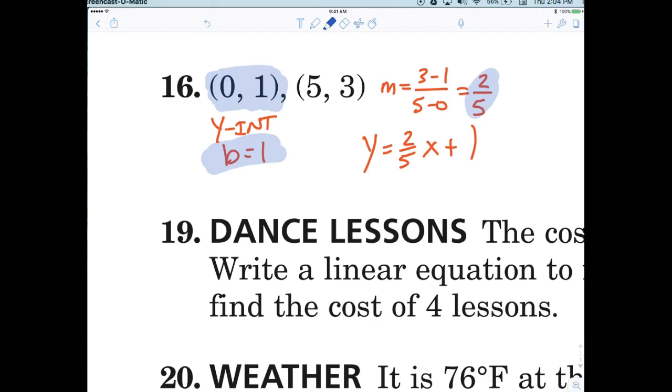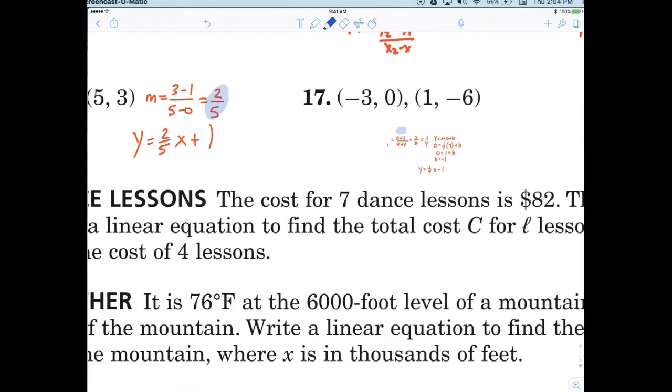Whenever the x value is 0, that is the y-intercept. All right, now what I want to do is look at 17. Is that the y-intercept? No. Of course not.